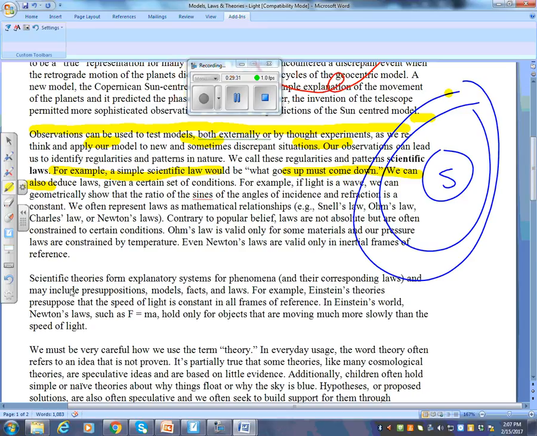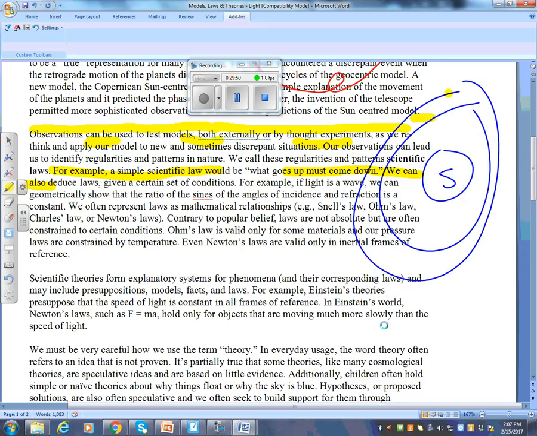Scientific theories form explanatory systems for phenomena. In other words, they explain phenomena and their corresponding laws, and may include presuppositions, models, facts, and laws. In other words, the theory can contain the law, can contain the model. It's sort of the whole package, right?